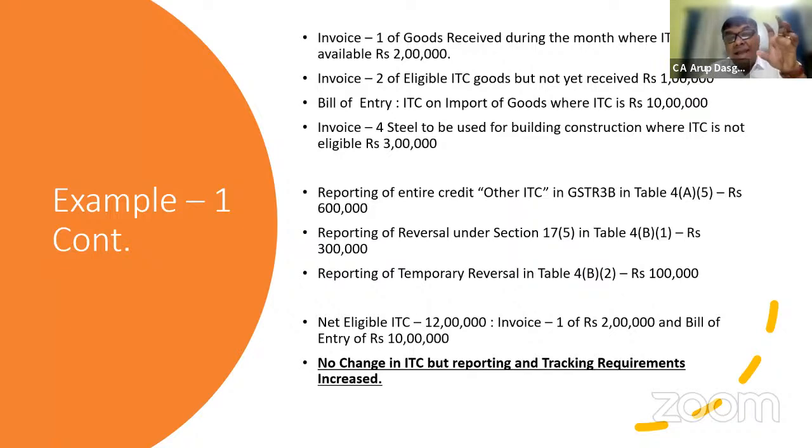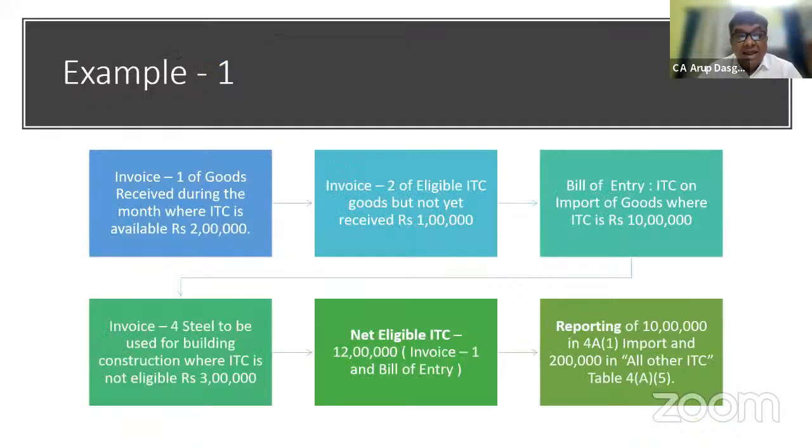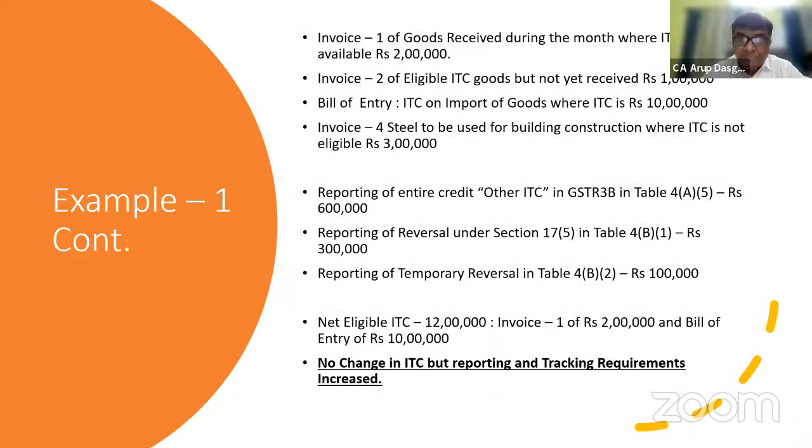Now, see, entire 6 lakhs: this 2 lakhs, this 1 lakh, and this 3 lakhs. That means invoice 1, invoice 2, invoice 4, all will be added. And where will I add it? To all other ITC. Okay, and all other ITC I'll show.